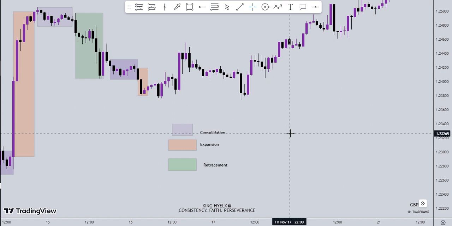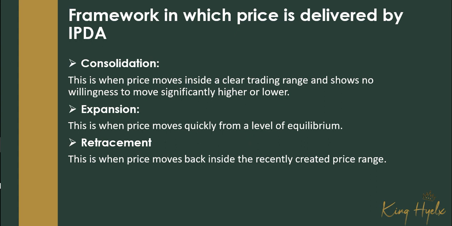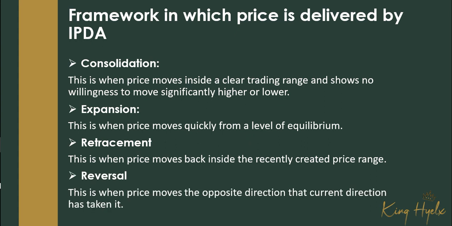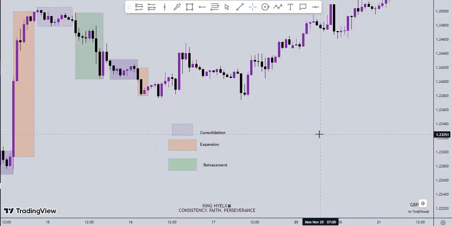which brings us to our next, the fourth and final framework in which price is delivered, which is reversal. This is when price moves in the opposite direction of the current direction, right? So imagine we have that expansion, and then we now start going in the opposite direction of that expansion. That's what a reversal is. Let's jump into the charts.